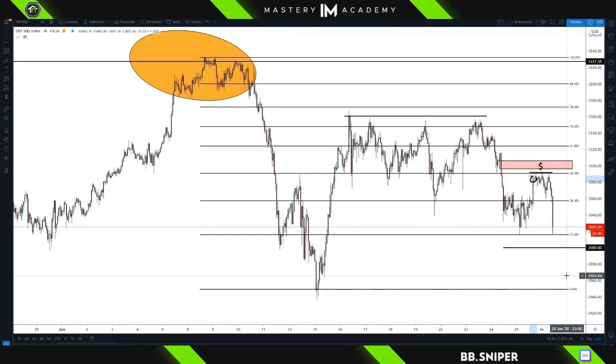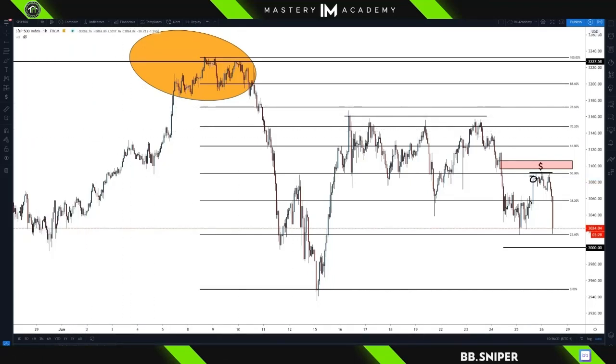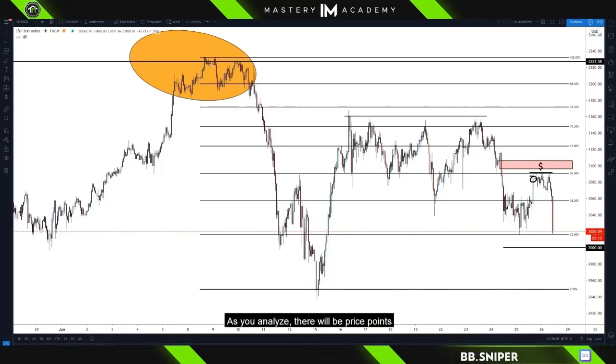The markets are fractal. What we may recognize on a weekly chart could be seen in a similar way on a minute chart. To put it simply, market structure is the chaos that you need to organize. As you analyze, there will be price points that catch your eye.